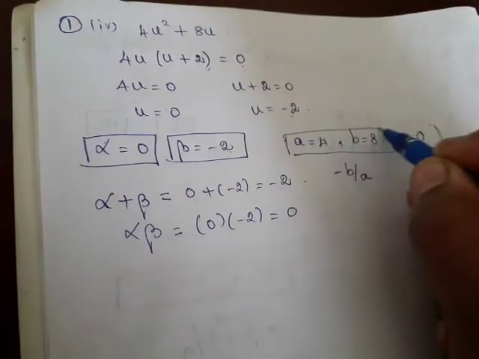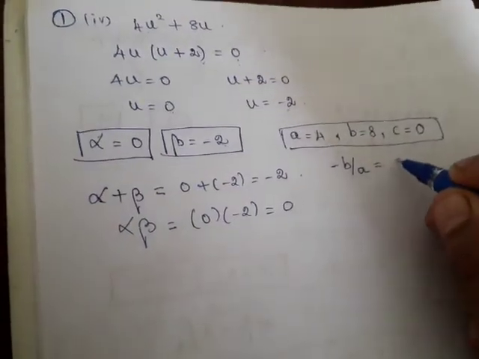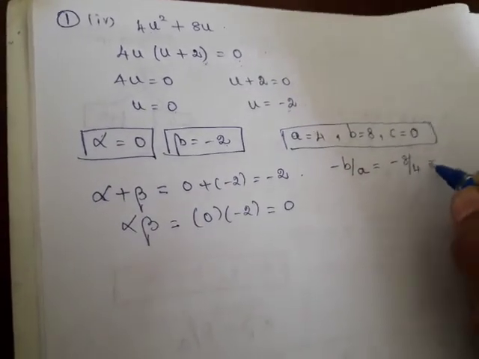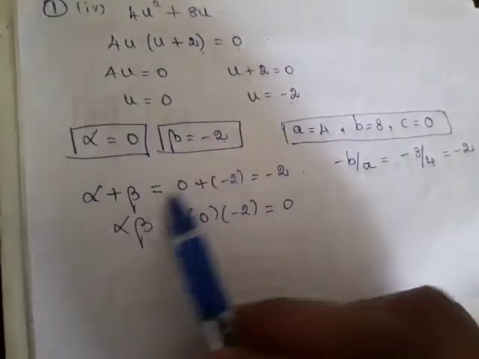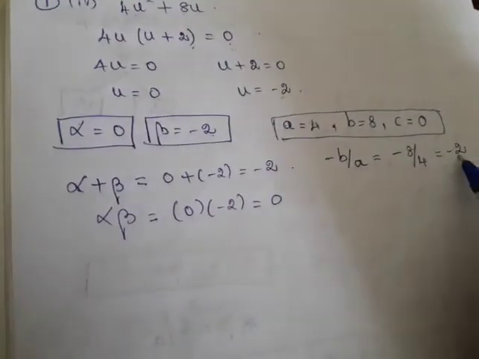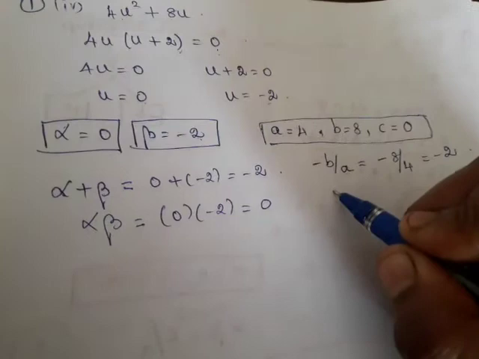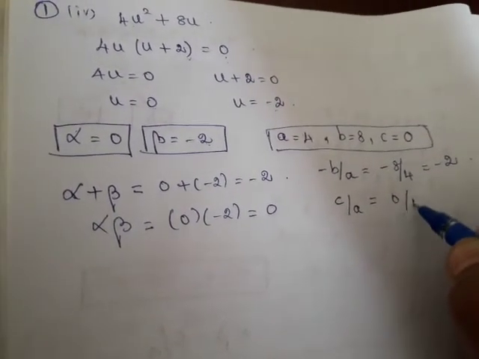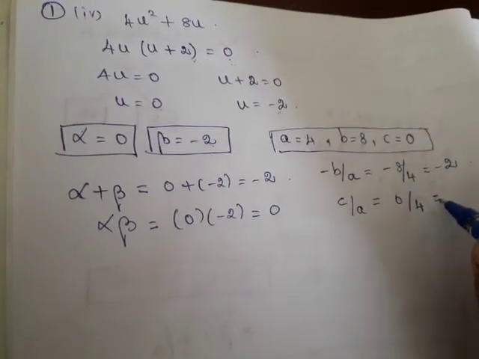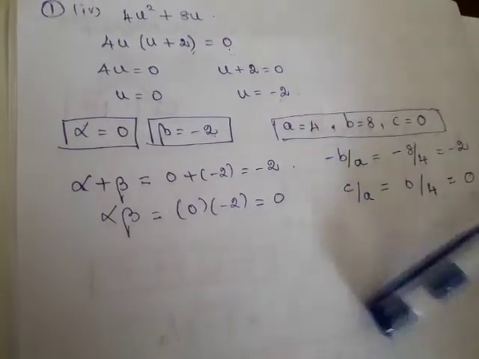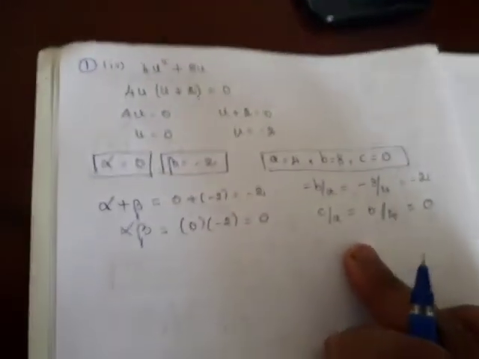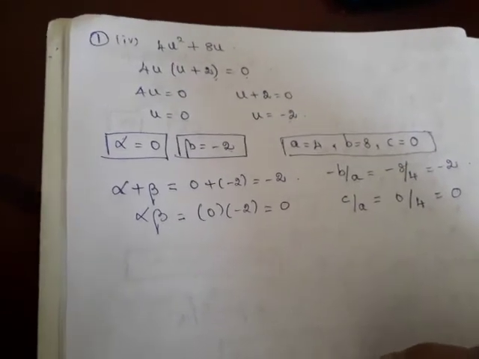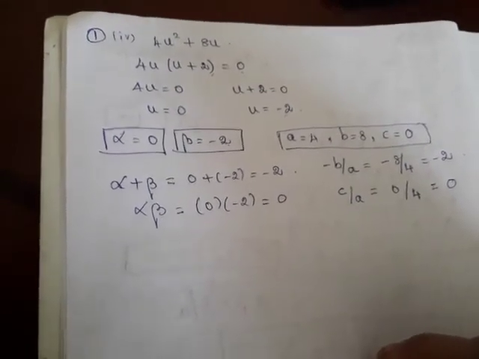Now just substitute minus b by a, which equals minus, the value of b is 8 and the value of a is 4. So if you cancel, you will get minus 2. Yes, we got alpha plus beta the same as minus b by a. Next, alpha beta by definition is c by a. So the value of c is 0 and the value of a is 4. 0 divided by anything is nothing but 0 only. So we got alpha beta equals c by a. Hence the relationship between the zeros and the coefficients of the polynomial is verified. Yes.